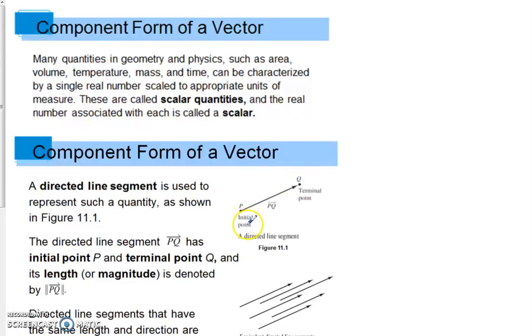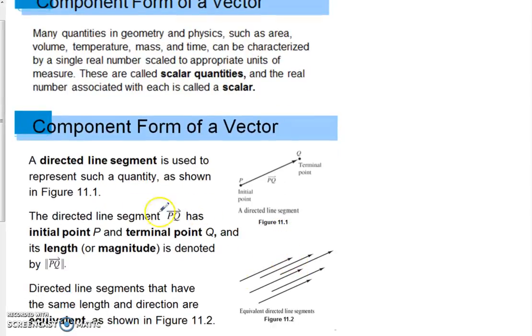The beginning point we call the initial point. Its terminal point is the final spot. It stops there, it doesn't keep going. So when you see these arrows down here, that's where it stops. We're not going to put a dot at the end, or either end, but this is where the vector stops, so please be aware of that. So this directed line segment PQ has an initial point, terminal point, and length or magnitude. That is denoted with the use of the double bars here. We call that the magnitude of PQ, and we'll talk a lot about that in this chapter.